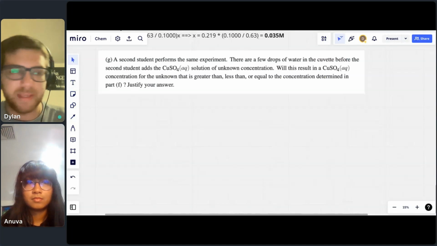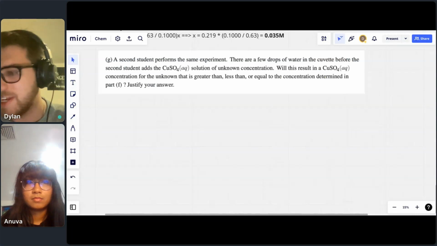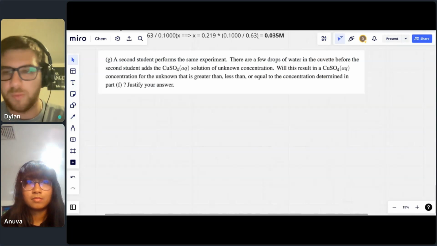Honestly, I don't like problems that make you estimate from a graph, just because you'll always have those edge cases where you put 0.031 and it's like, well, you definitely did it right. It's just, yeah.